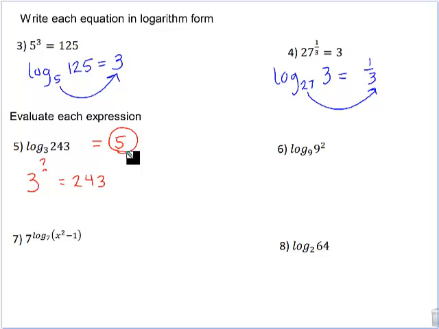Yep, it's a knowing your exponents type of thing. So if you know your exponents really well, this will go quickly. If you do not know your exponents that well, you will be doing a lot of guessing and checking to figure out what it is. Okay, log base 9 of 9 squared. So what's our base number? 9. So we want to think, 9 to the what power would give you 9 squared? Yeah, 2. That one was a pretty easy one, right? It was spelled out for you.